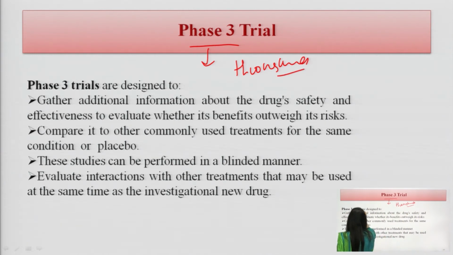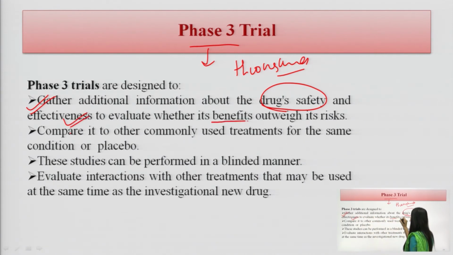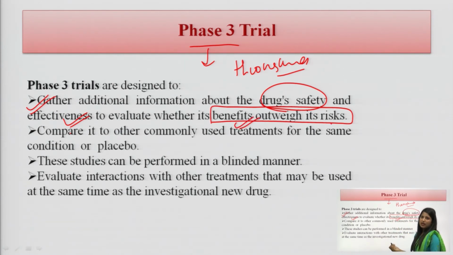Phase 3 trials are designed together. If a drug passes phase number 2, we move on to the phase number 3 trial. Here we gather information: drug safety and the effectiveness of the drug, to evaluate whether its benefits outweigh its risks. I told you, if benefits are more than the risk, then only will we pass the drug. Otherwise, we will not pass it or launch it in the market.